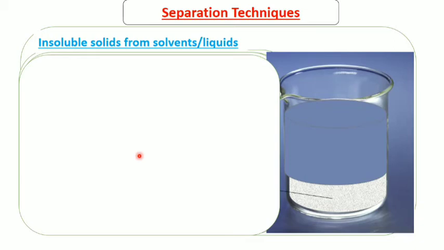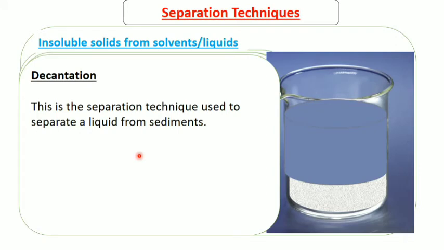The next technique that can be used to separate insoluble solids from solvents or liquids is called decantation. Decantation is the separation technique used to separate a liquid from sediments. It is usually done after sedimentation. Once you have this, you can now decantate. So what is to decantate? To decantate is just to remove this clear liquid on top. You do this by carefully pouring it out into another container or another beaker. Once you do that, you have done decantation. As simple as that. Once you do sedimentation, then you can do decantation.